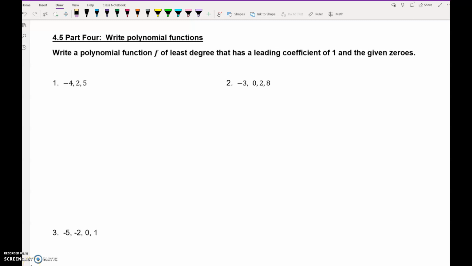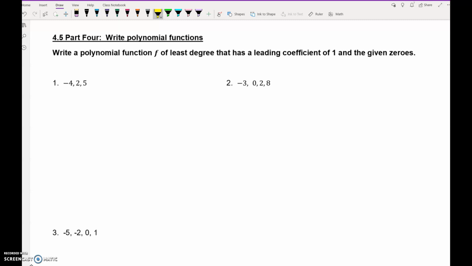Today we're going to take the solutions and write the polynomial function that comes from those solutions. It's kind of like we're taking what we did yesterday and just doing it backwards, but it's a whole lot easier than all of that synthetic division. So the directions say write a polynomial function f of least degree that has a leading coefficient of 1 and the given zeros. There's a couple different pieces here, and I'll talk about what those directions really mean once we finish example 1.